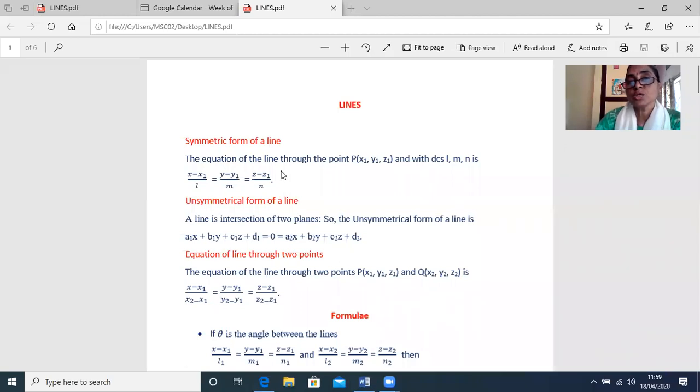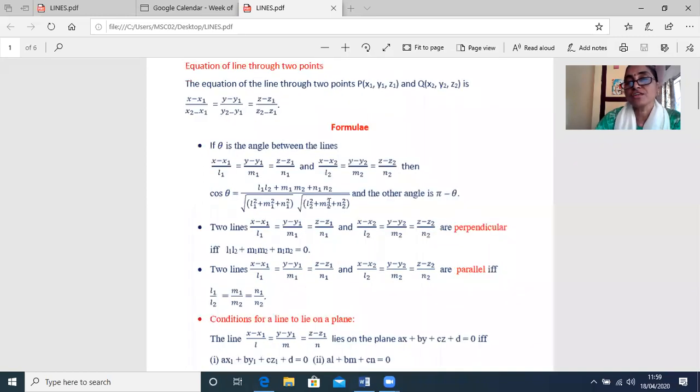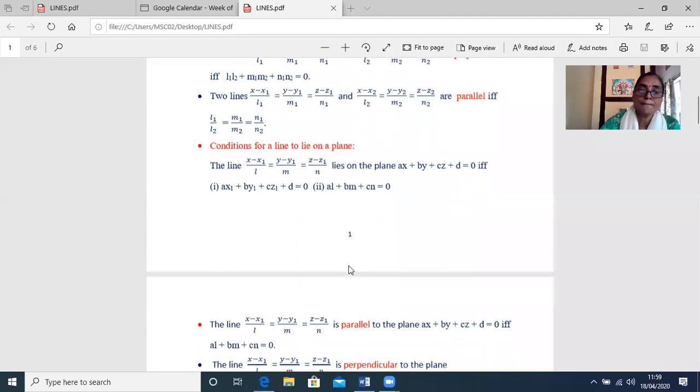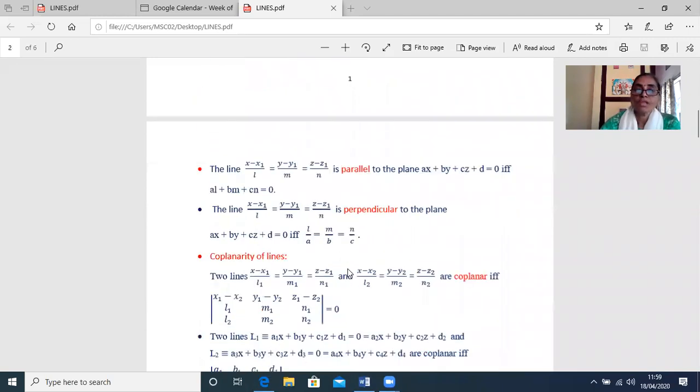You must know the symmetric form of a line, the unsymmetrical form of a line, and how to find the equation of the line passing through two points. Then how to find the angle between two lines and how to check whether the lines are perpendicular or parallel. And then the condition for a line to be on a plane. In fact, there are two conditions for a line to be on a plane. Then these are the conditions for a line to be parallel to a plane, and for a line to be perpendicular to a plane.